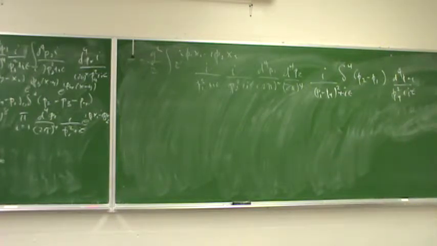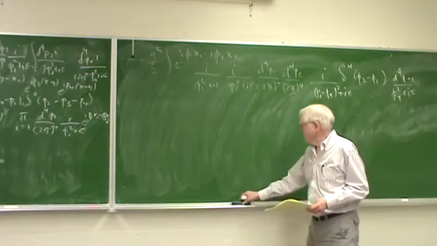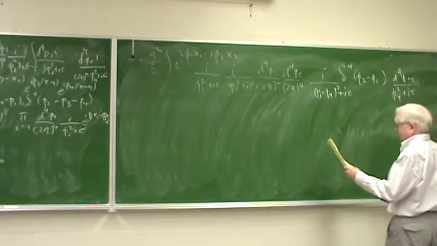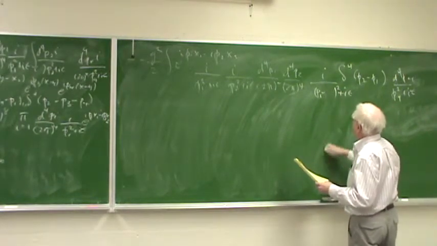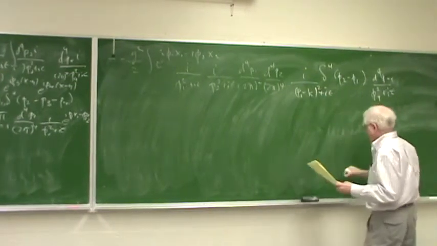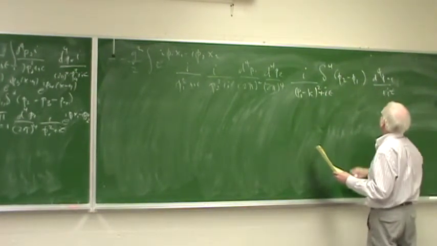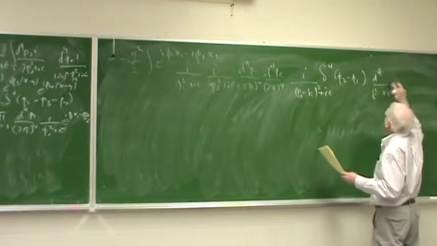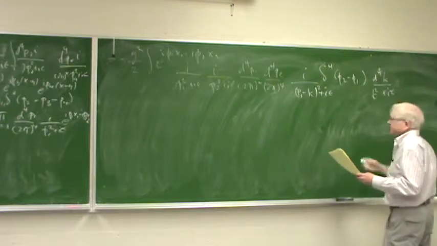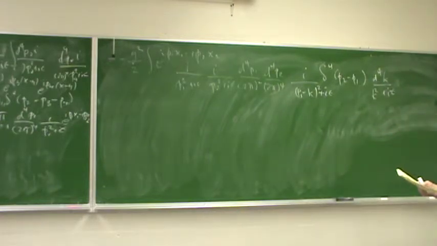And for some reason, Schwartz replaces P4 by K. And so this thing then gets the appearance of P1 minus K, K squared, d⁴K. All right.